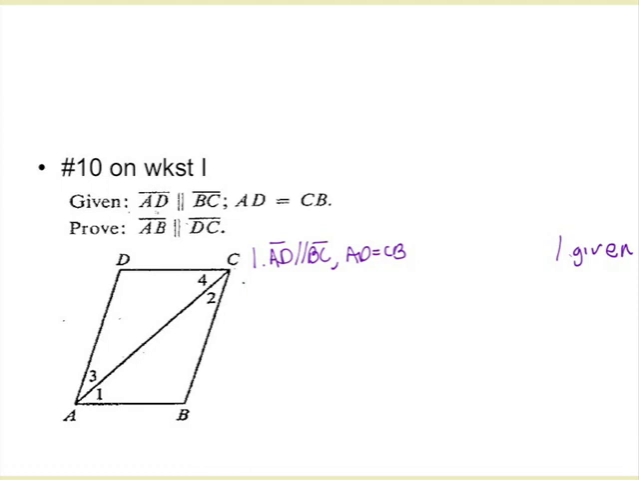I can't mark anything for the parallels, but I can mark AD and CB. And for the parallels, I can draw my little zigzaggy. So AD and BC are the sides, and I'll draw on that diagonal. So which set of angles did that make? 2 and 3. So I can say angle 2 is congruent to angle 3.